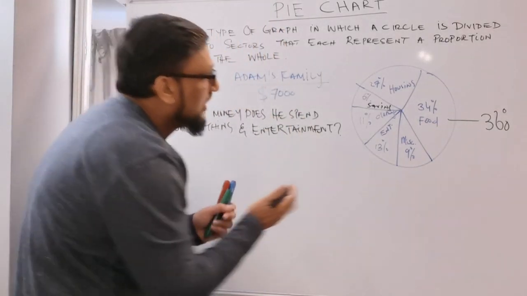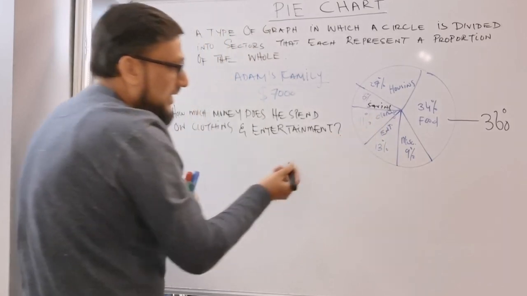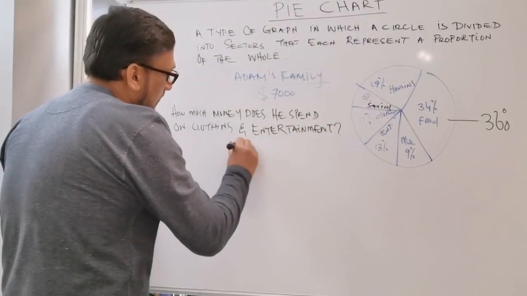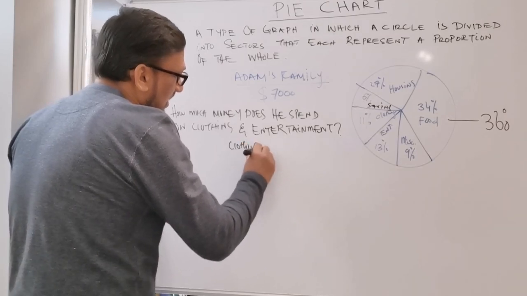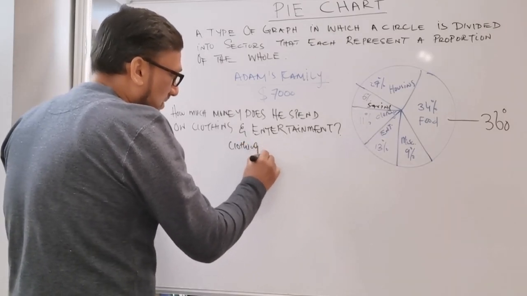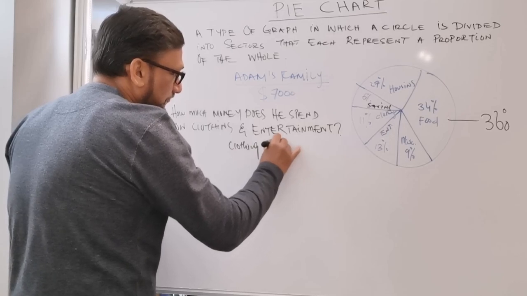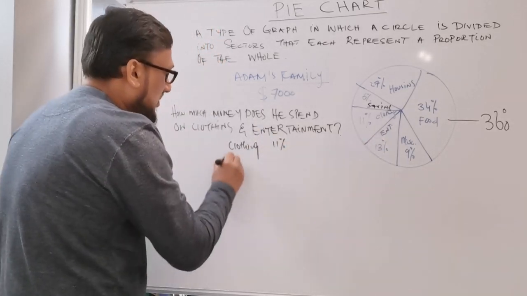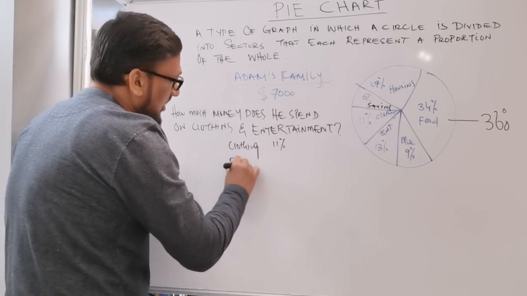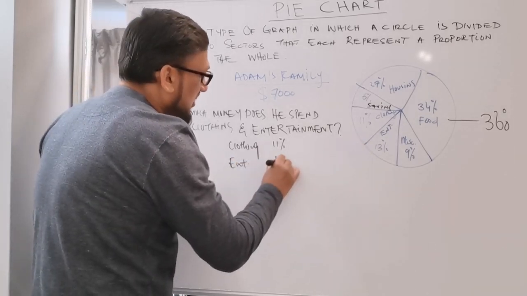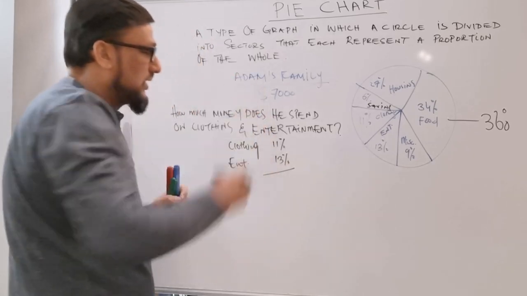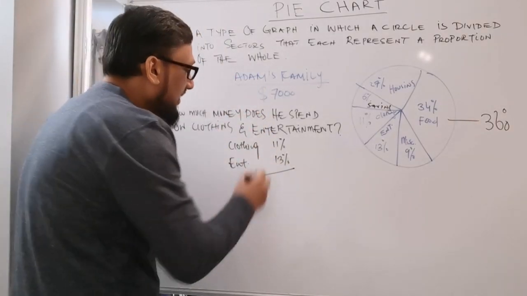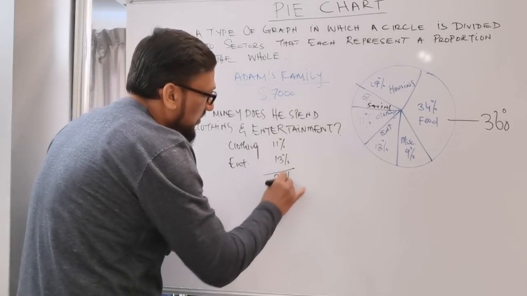As we know, clothing is 11% and entertainment is 13%. So the total spending on clothing and entertainment is 24%.